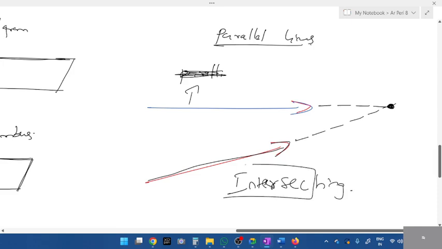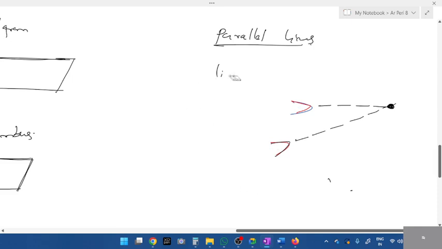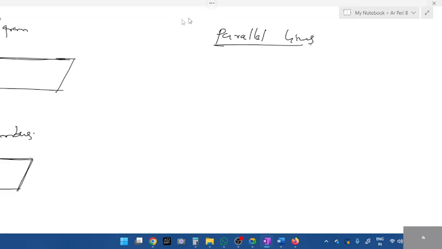The meaning of intersect is to join. Okay, to combine. To join or combine is known as intersecting lines. These are the two important concepts to understand any geometrical figure: parallel lines and intersecting lines.